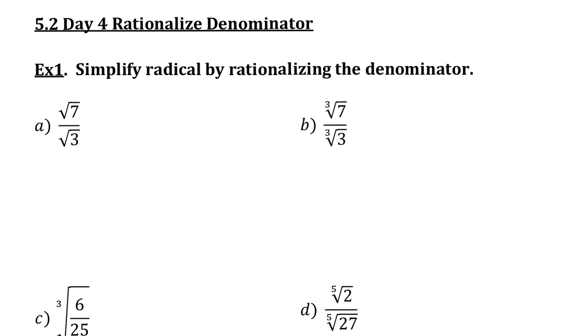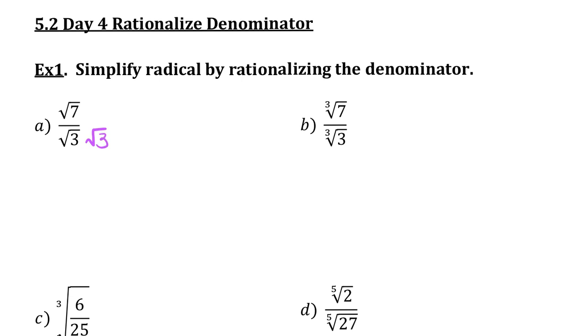Okay, 5.2, day 4, we're going to rationalize the denominator. If you remember from a previous chapter, when you simplify a square root, you shouldn't have a radical at the denominator still. Okay, so we did it with the square roots before. If I have square root 7 over square root 3, I don't want the square root of 3 to be at the bottom. So to cancel the square root of 3, we multiplied by the square root of 3.